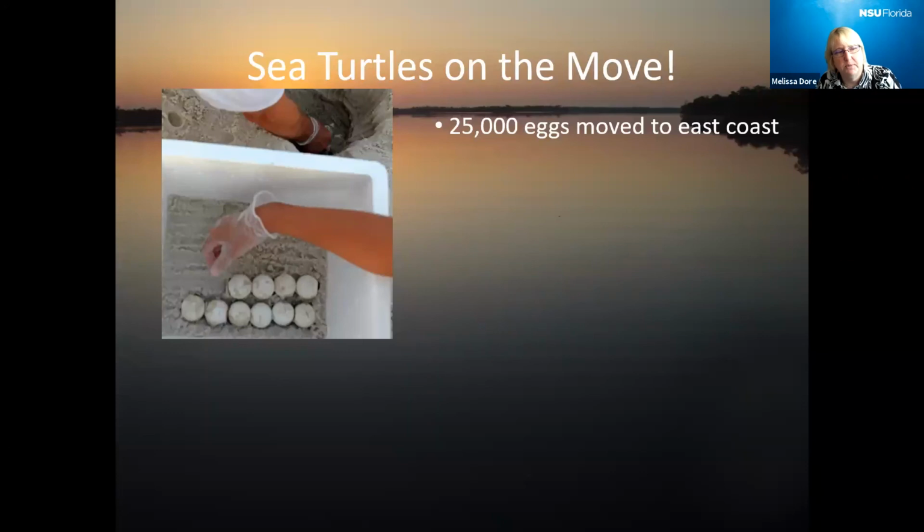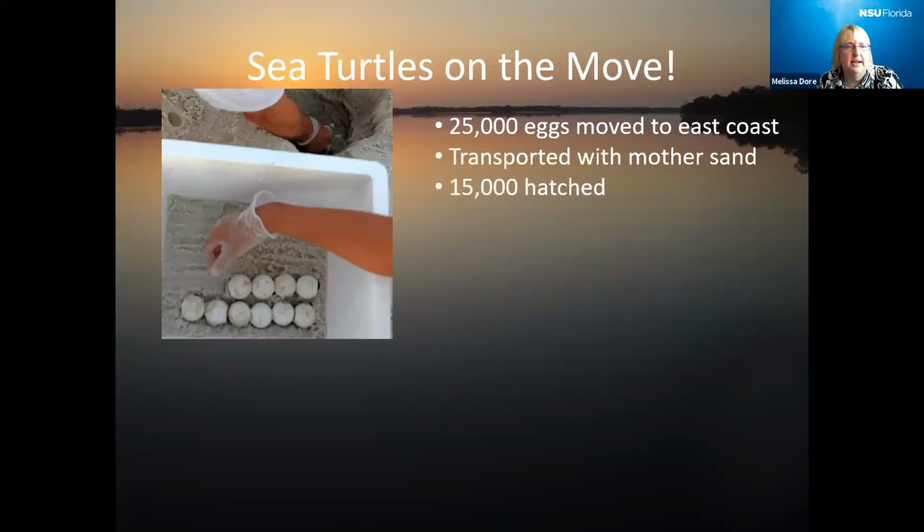And so they were all put in what's called the mother sand. So the nest and the sand that they were in itself was put into the coolers. And out of that 25,000, how did we get them over there, by the way? FedEx. FedEx gave us a truck and we moved them that way. 15,000 of these eggs hatched, and we sampled the DNA on them and we released them in the Atlantic.